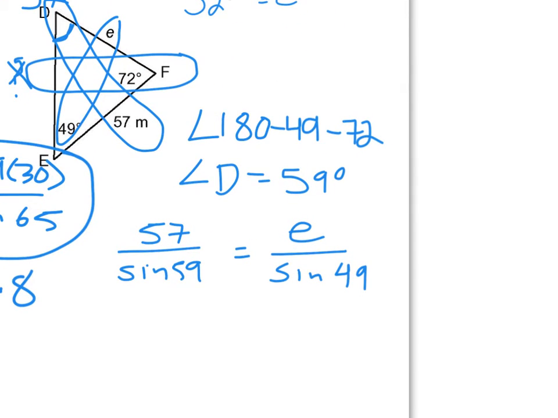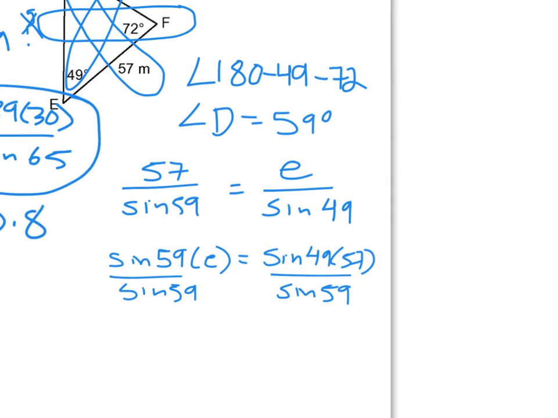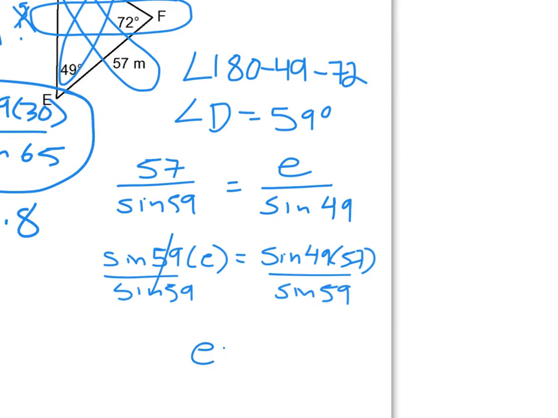We're going to do sine 59 times E equals sine 49 times 57. How do we get that E by itself? Divide by sine 59. We do that on the left and on the right. Now that it's gone on the left, E is whatever this is in our calculator.